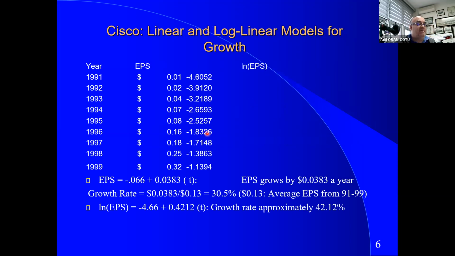And another thing that we want to notice, okay, so here we have Cisco, and from 91 all the way out to 99, and these are the earnings per share numbers. And they've basically gone from 1 cent earnings per share up to 32 cents. And these are the logs. And in this case, they're basically trying to fit a line to this. And if you use just the actual EPS numbers, this is what you get. And you get a growth rate of 30.5%. Average EPS 91 to 99. So divided by 13. This is how much it has increased, coming from this over time on average. And they use this as the average price over this period. Whereas if you were using the natural log and fitting a line to that, you obtain this rate.